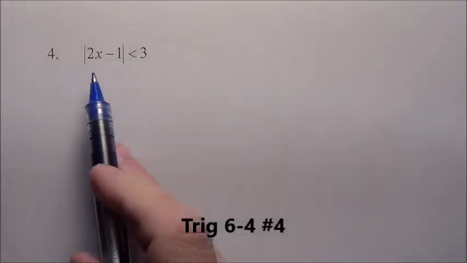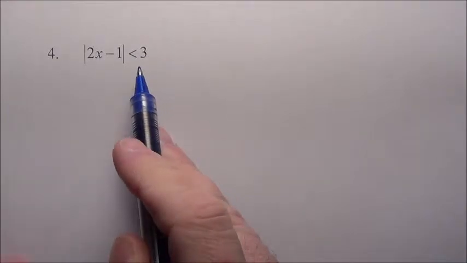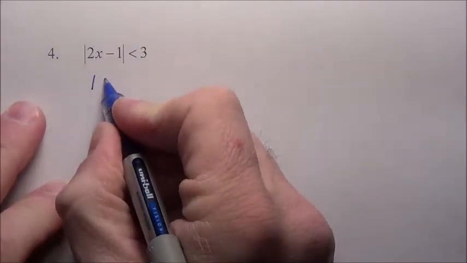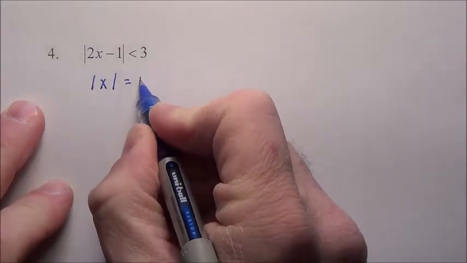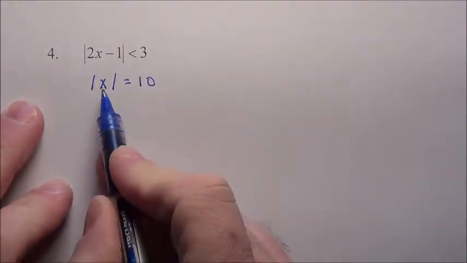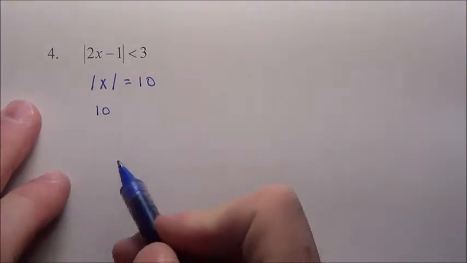Problem number 4. It has the absolute value of 2x minus 1 is less than 3. Let's think about absolute values for a minute. Let's pretend the absolute value of x was equal to 10. Well, what would x be? Well, you say, oh, x is just a simple 10. Absolute value of 10 is equal to 10.